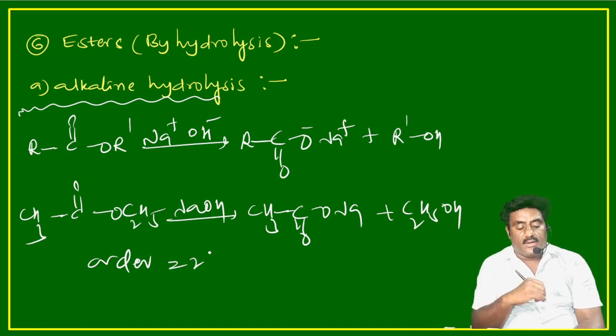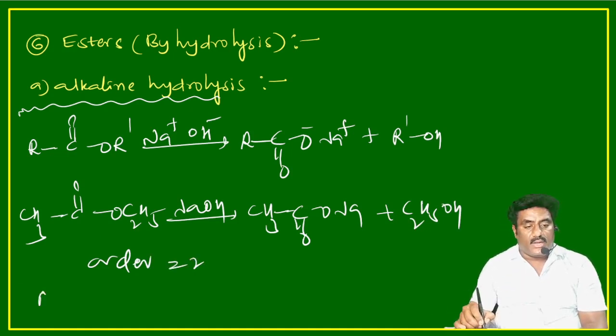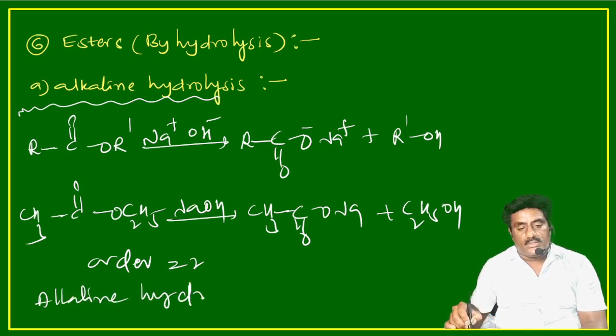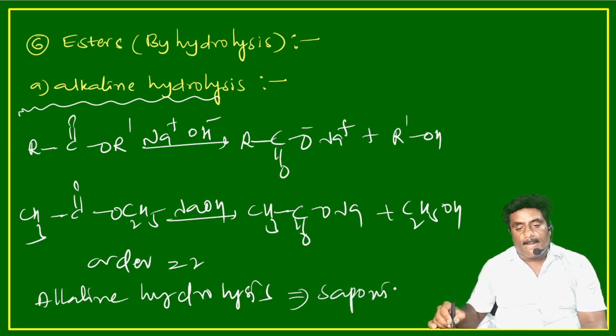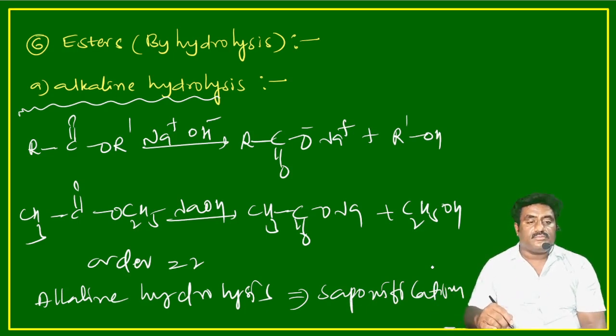So the reaction order equals 2. It is a second order reaction, alkaline hydrolysis. Remember, alkaline hydrolysis, its order equals 2. Alkaline hydrolysis is a saponification. It is a saponification. Yes.